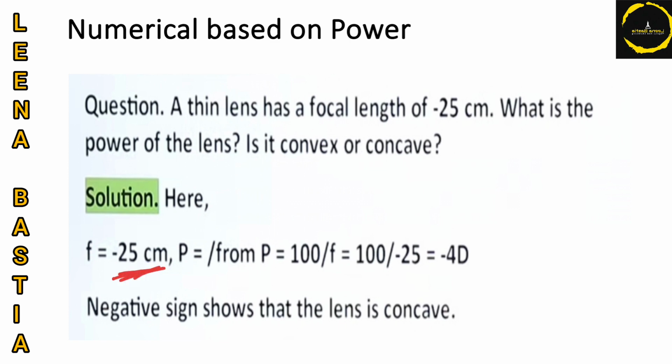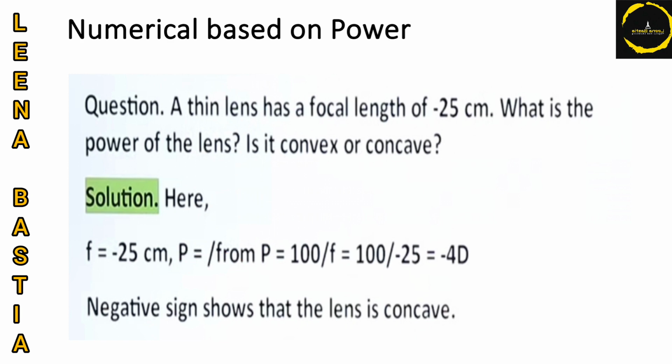Now, you just write the formula over here and then put the value and you will get the power as minus 4 diopter. Okay, and the negative sign shows that it is a concave lens.